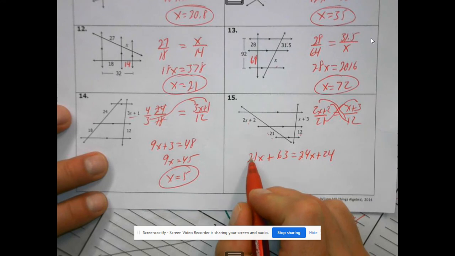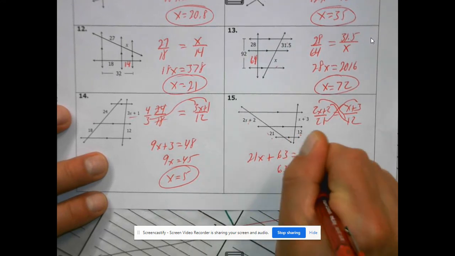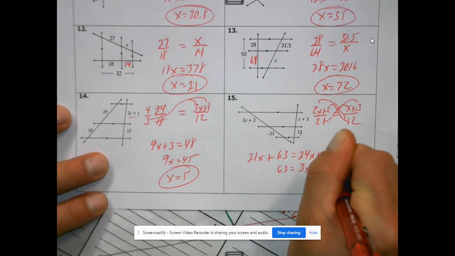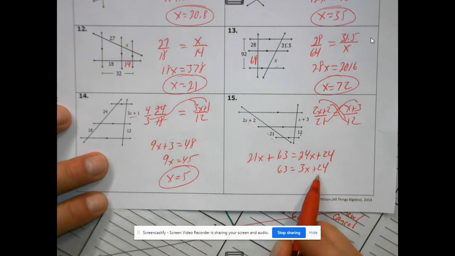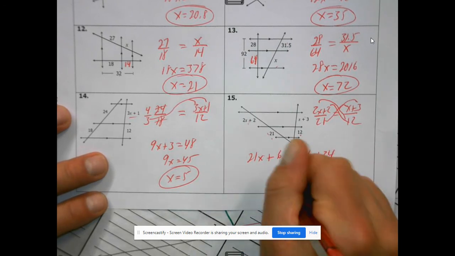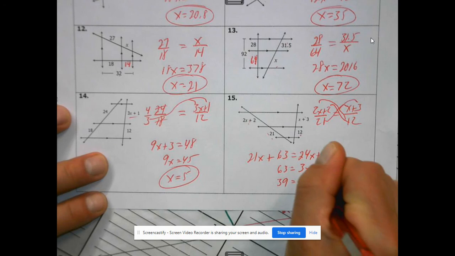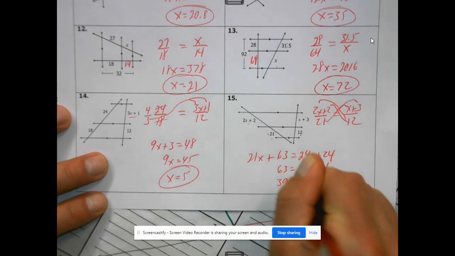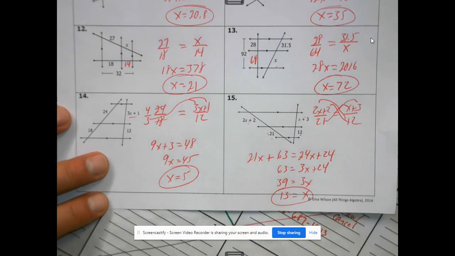I'll subtract 21x to the right. I'll subtract 24 to the left. That would give me 39. And 3 goes in 39 13 times. That's it for your lesson.